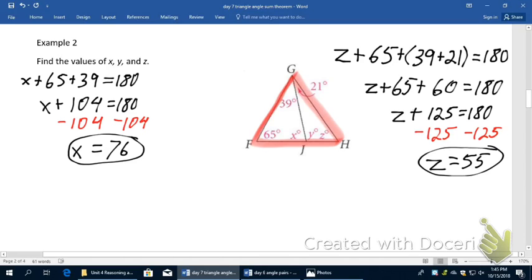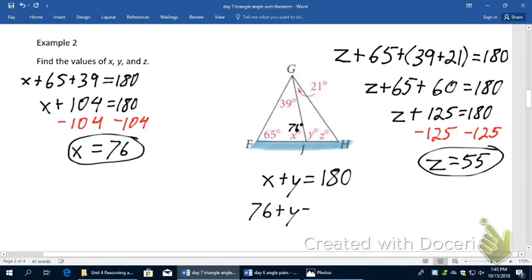Next, I'm going to find y. To do that one, I'm just going to focus on this bottom segment, FH, because when I look at x and y together, I know they add to 180. So I'm going to write that relationship down. X plus y is 180, because they're supplementary angles. Now, the cool thing is I've already found x, so I can use the substitution property here where I just substitute in 76 degrees for x. And now I'm going to subtract 76 from both sides. Y is equal to 104 degrees. And we're done with that one.